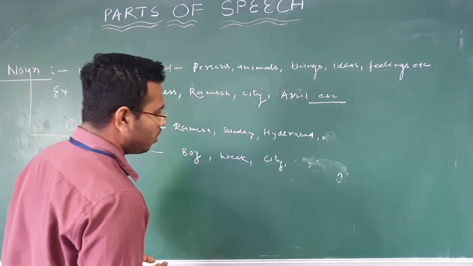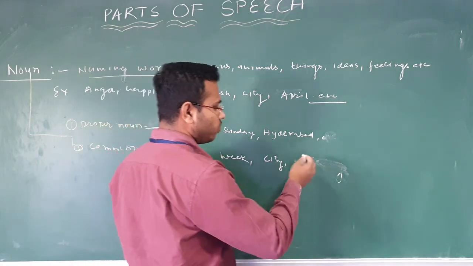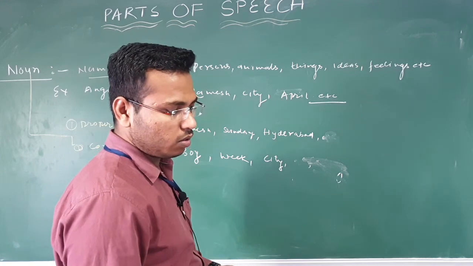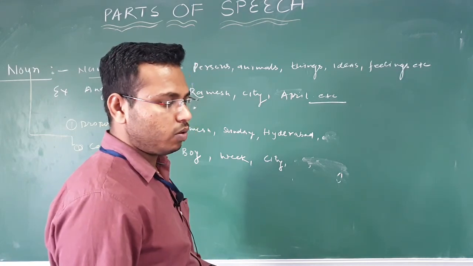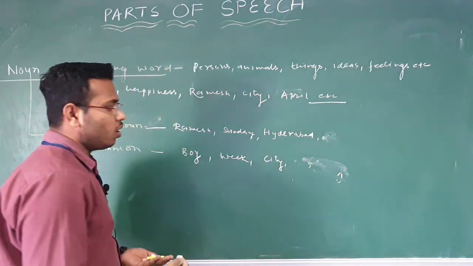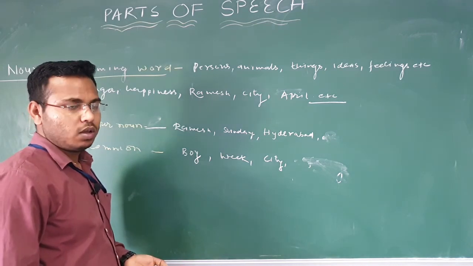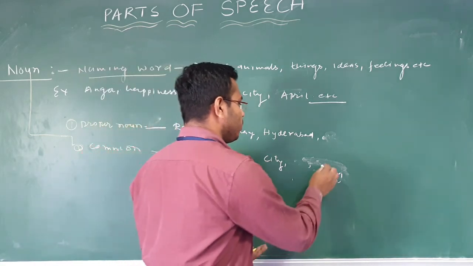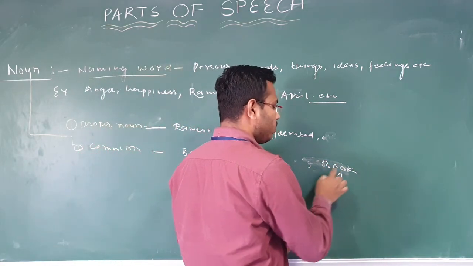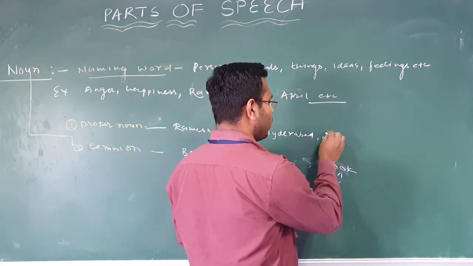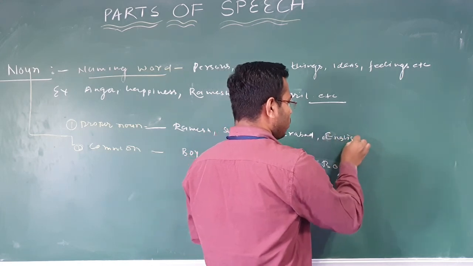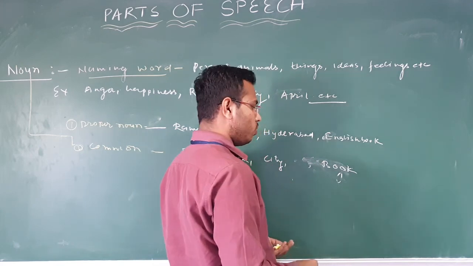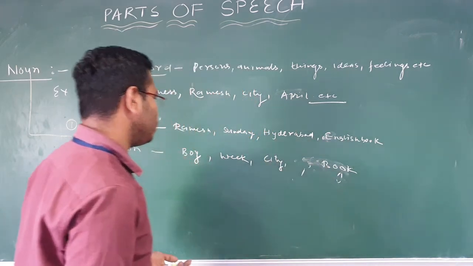Ramesh, Sunday, Hyderabad, names of animals. We name dogs. I mean, we have names of dogs. Some persons love to keep dogs, puppies, and they keep a particular name. For example, if I say book, book is a common noun. If I say English book, this English book will be a proper noun. So, in this way several examples are possible.